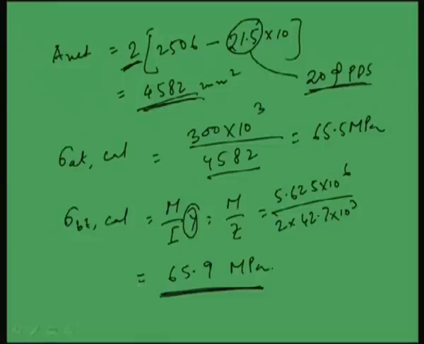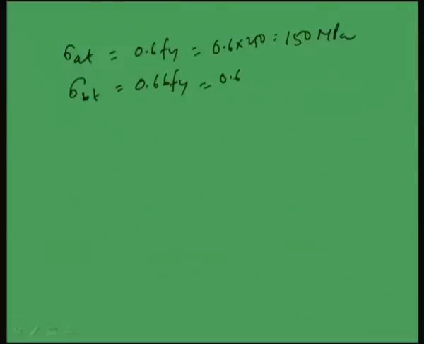So we have sigma at calculated and sigma bt calculated, right. Now the permissible value of sigma at we know, that is 0.6 Fy, that is 0.6 into 250 is 150 MPa, and the permissible value of sigma bt, bending stress, will be 0.66 Fy. So if we calculate this, this will become 165 MPa. Okay.